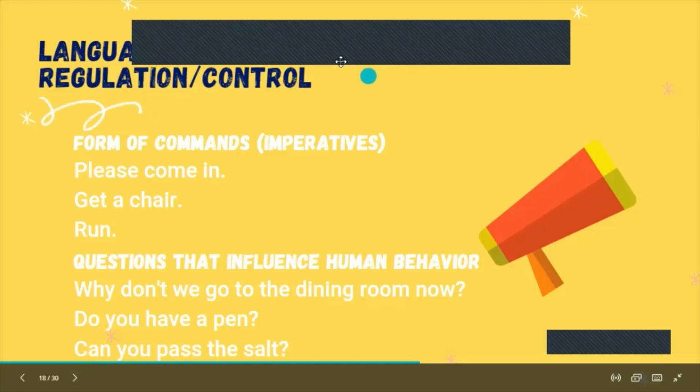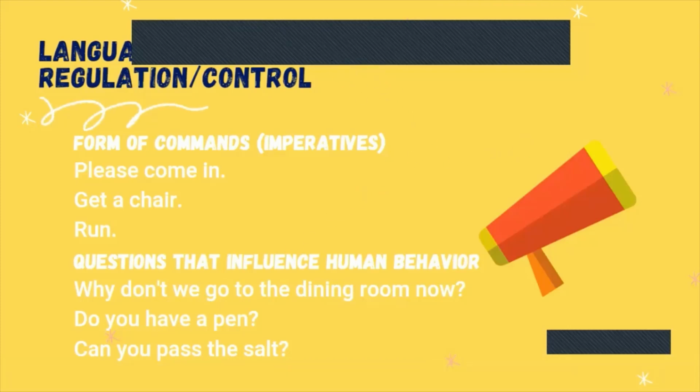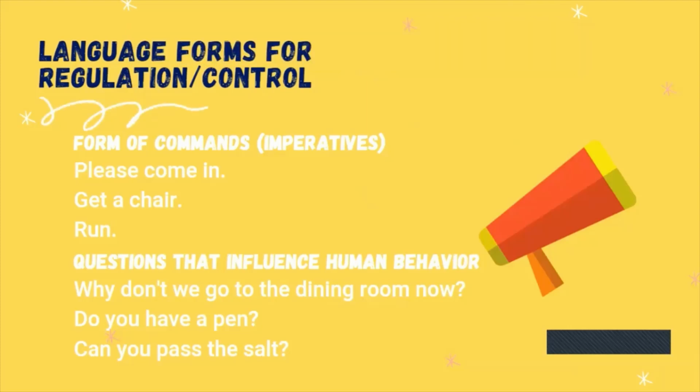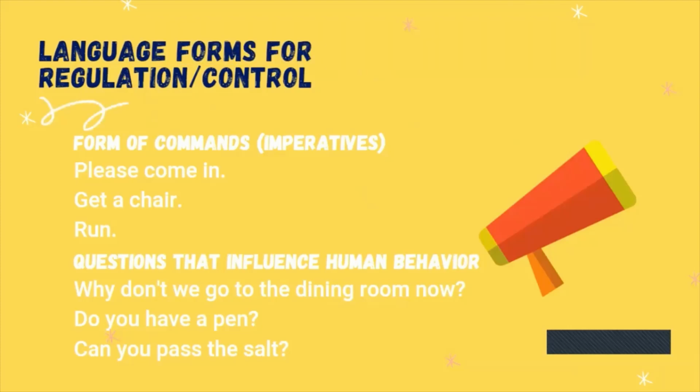Next, we have the language forms for regulation or control. We have these forms of commands, which are also known as imperatives. Commands are orders or requests. Also, we have questions that influence human behavior. These are when you ask questions and then you are actually controlling them or regulating a certain command.